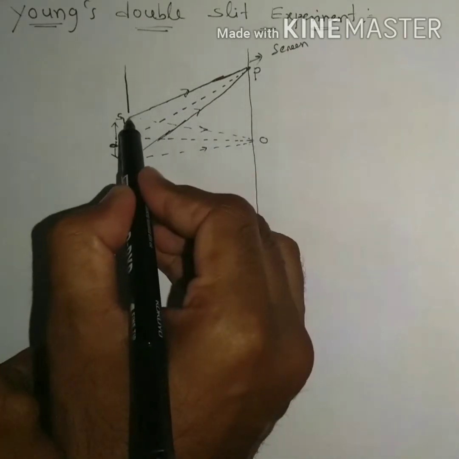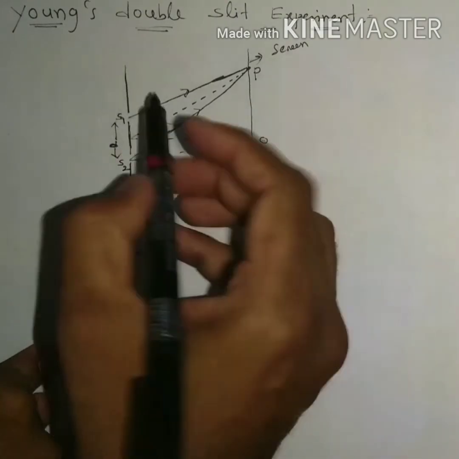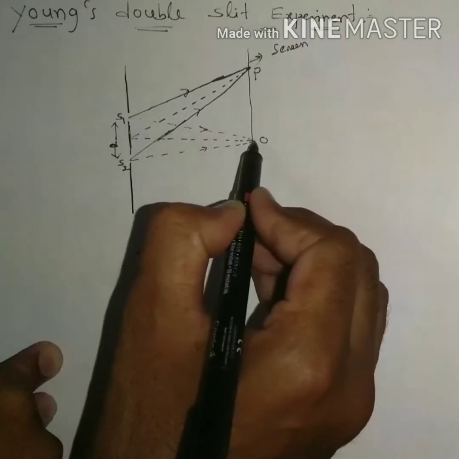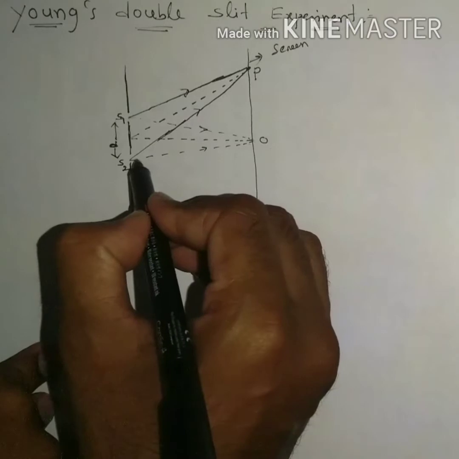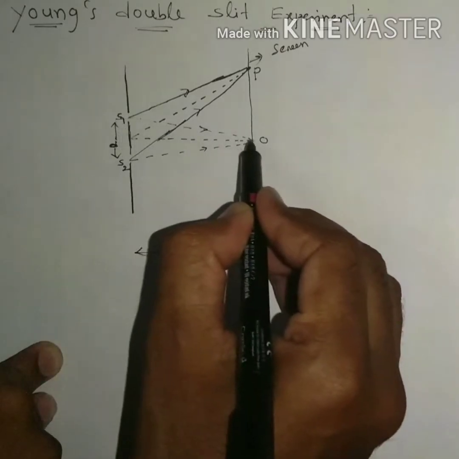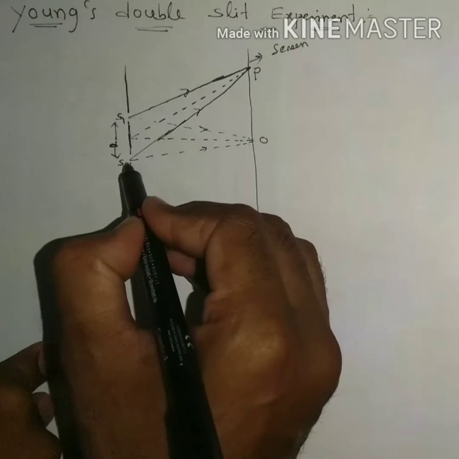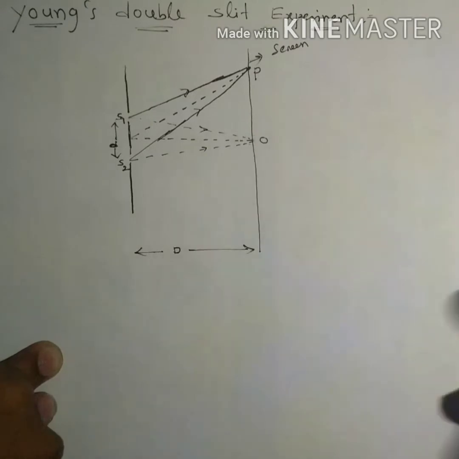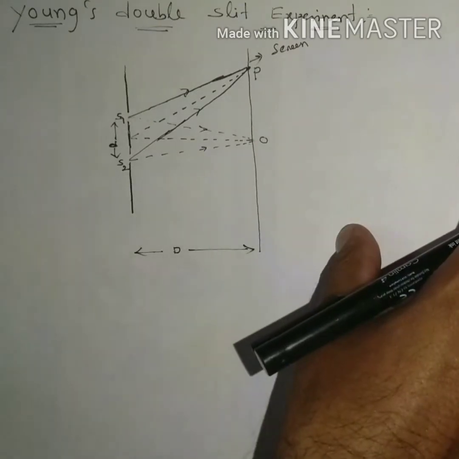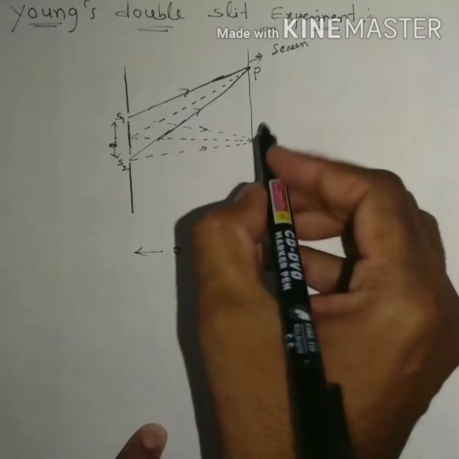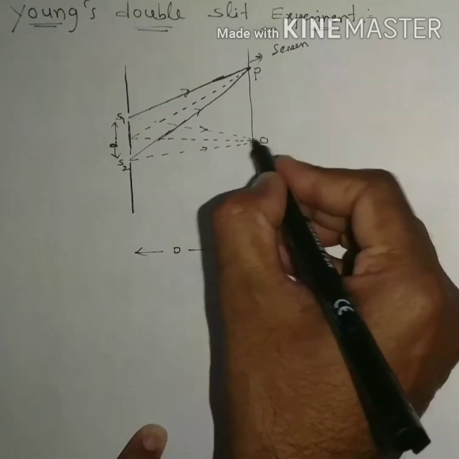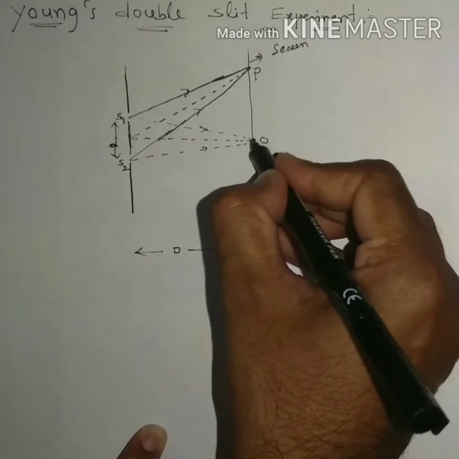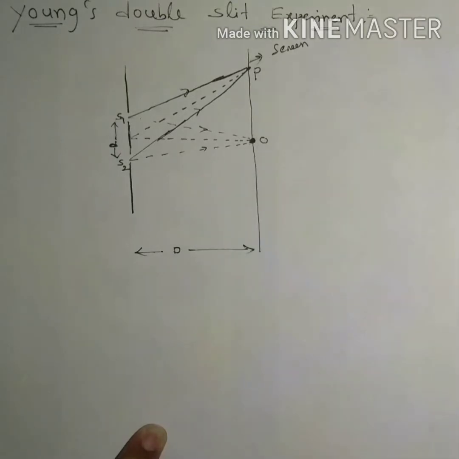First of all, at point O we can clearly observe the central bright. Why? Because light travels from S in all directions, in spherical wave fronts. If you take a scale and measure from S1 to O and from S2 to O, S1O and S2O are almost the same. So there is no path difference for light reaching O from S1 and S2, and we clearly observe the central bright fringe.